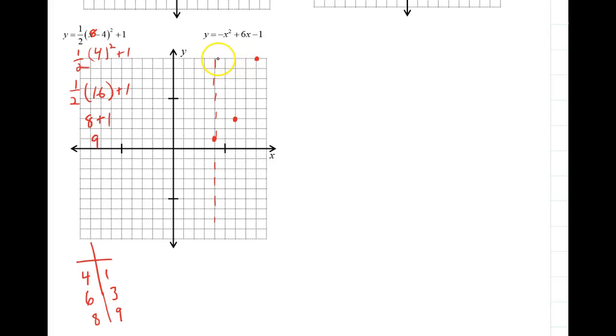1, 2, 3, 4 away. 1, 2, 3, 4 away. And then reflect this one. 2 away. 2 away. And once again, my poorly drawn parabola. Okay, get this stuff out of the way.